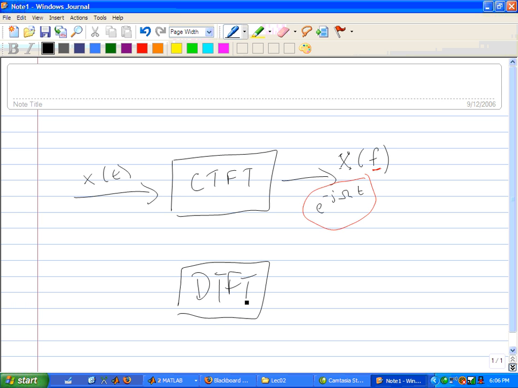What goes in? A discrete sequence, x of n. Okay, so it's discrete in. How about out? What comes out? Right, so that's sort of what's a bit tricky about this. So you put in a discrete signal. What comes out is a continuous signal. So we'll call it X as a function of e to the, I think the book uses e to the j omega.